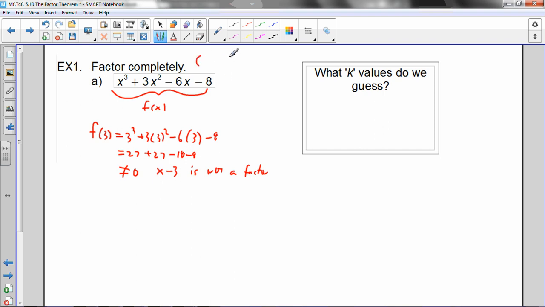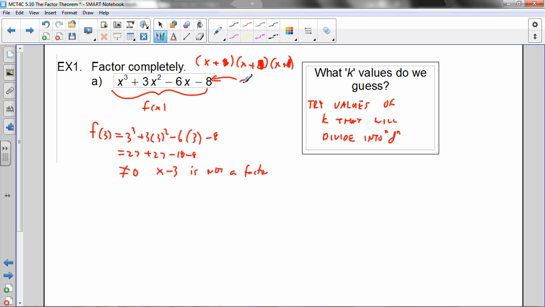Remember, the whole idea is I'm going to factor this into three binomial expressions. I'm going to have a number there, whatever it is, and a number there. And remember, these 3 things, when I multiply, are going to give me minus 8. So what k values do we guess? We only guess values that will divide into d, which is the constant term, the last term.